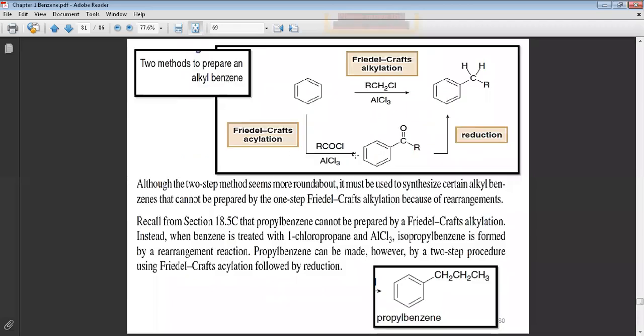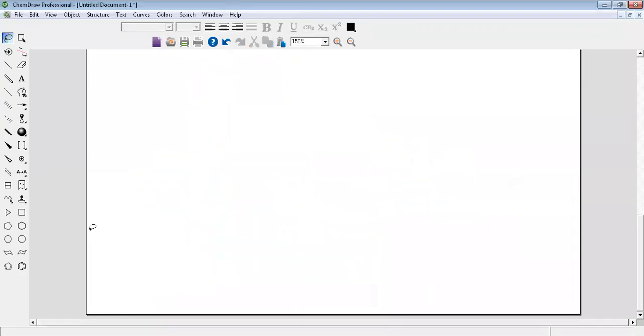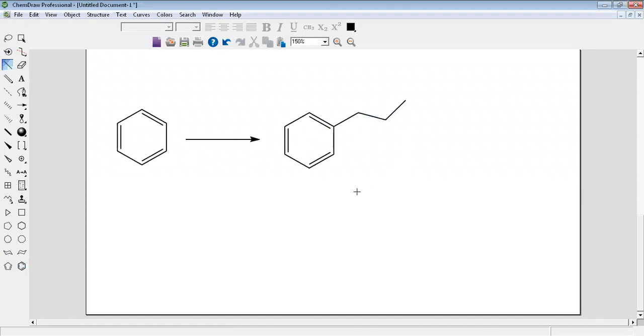Okay, now look, he said here propyl benzene. Propyl benzene cannot be prepared by Friedel-Crafts alkylation. Okay? This cannot be prepared from Friedel-Crafts alkylation. From benzene you can prepare this by using the alkylation reaction, by using CH3CH2CH2Br with AlBr3.